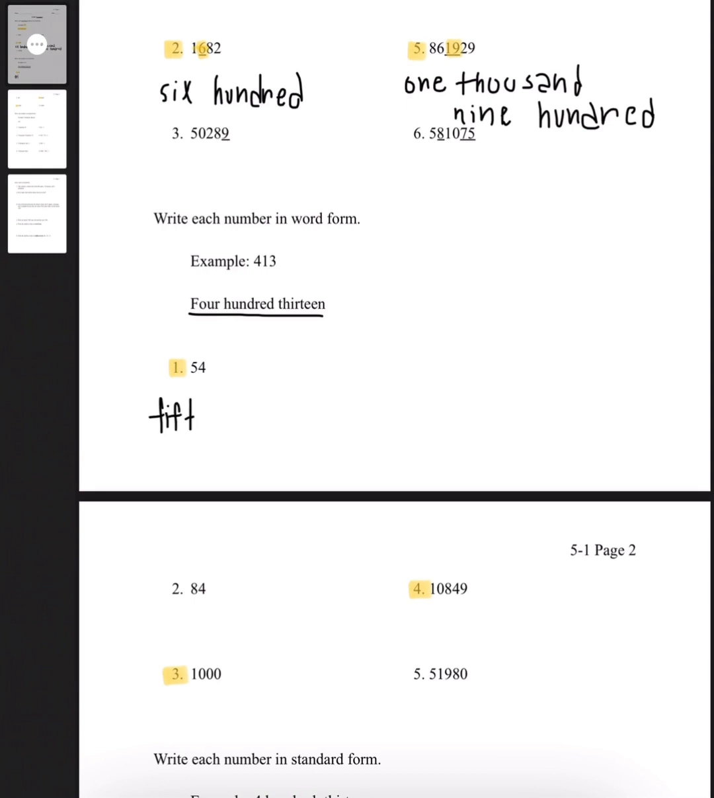So 54. Number 3, the 1 is in the thousands place, so the answer will be 1,000.